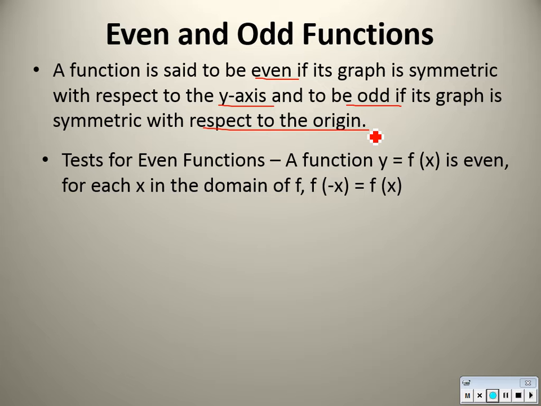So here's the thing, there is no name for a function that's symmetric to the x-axis, and the reason for that is because if you had a graph that was symmetric to the x-axis, it wouldn't pass the vertical line test. It would not be a function. So that's why we only have even for y-axis, odd for origin.